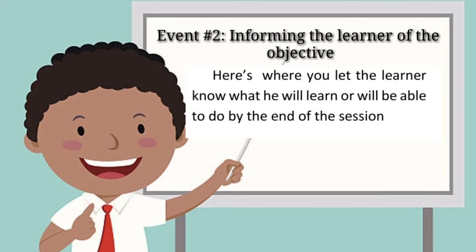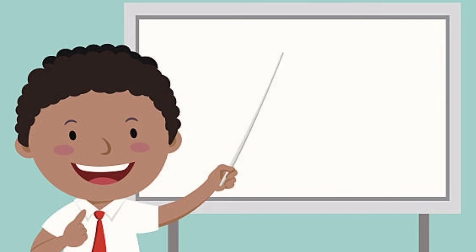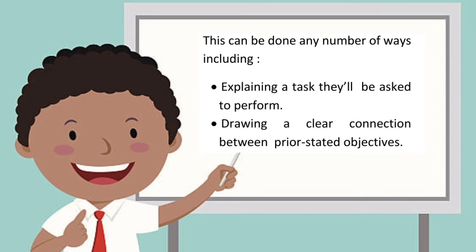After gaining attention, the next event is informing the learner of the objectives. Here is where you let the learner know what he will learn or will be able to do by the end of the session. The best way to accomplish this step is to outline the concrete learning objectives and outcomes simply. This can be done in any number of ways, including explaining a task they'll be asked to perform, drawing a clear connection between prior stated objects.